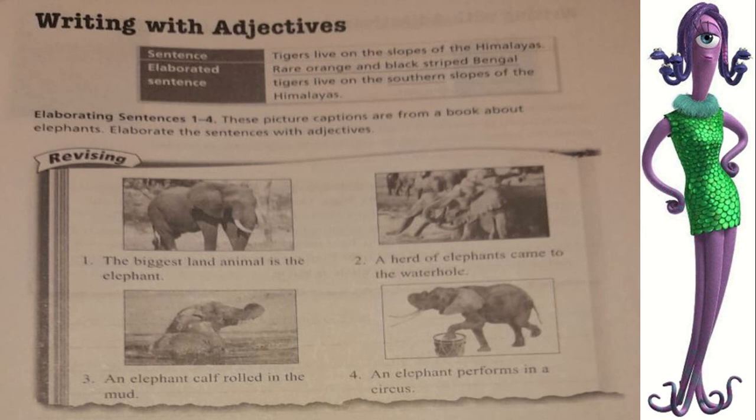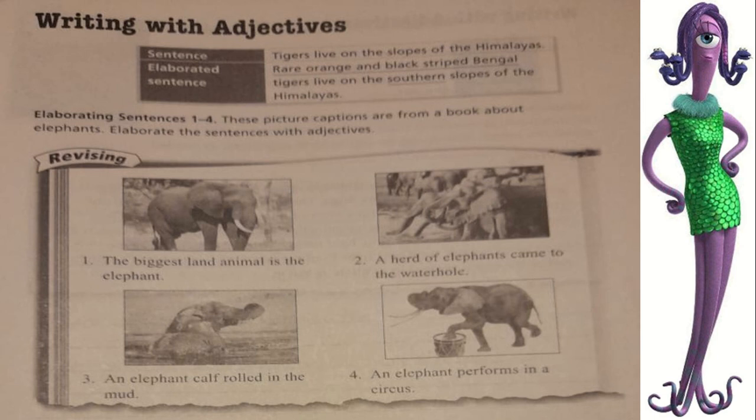Writing with adjectives. We have a sentence. Tigers live on the slopes of the Himalayas. We will elaborate the sentence. Rare, orange and black striped Bengal tigers. You see all the words that were added to tigers. Rare, orange, black striped Bengal tigers live on the southern slopes of the Himalayas.